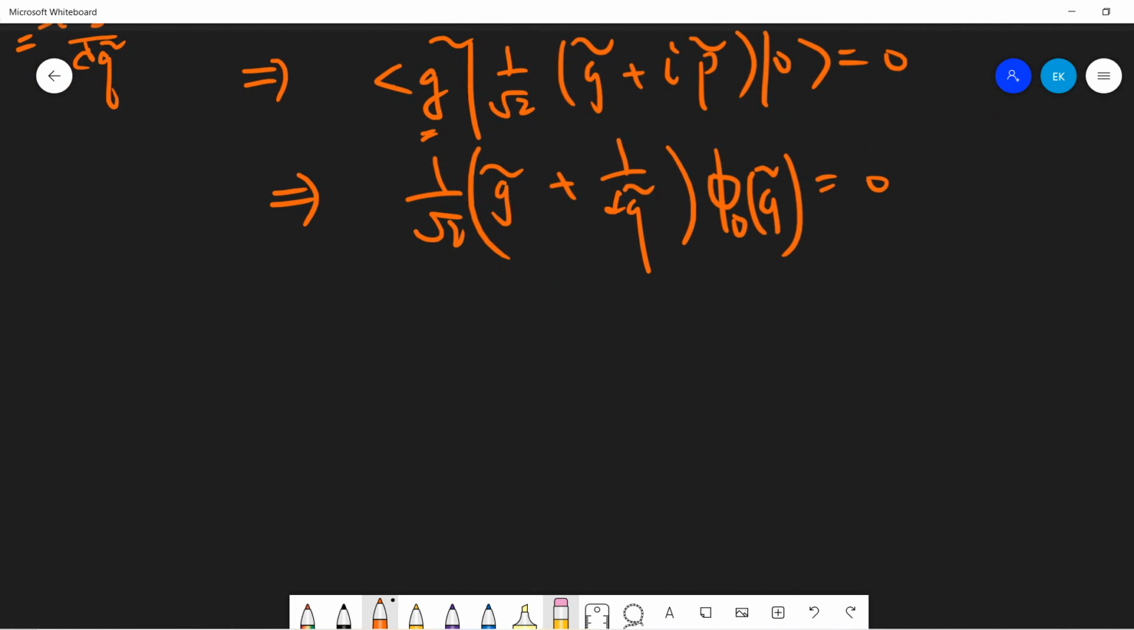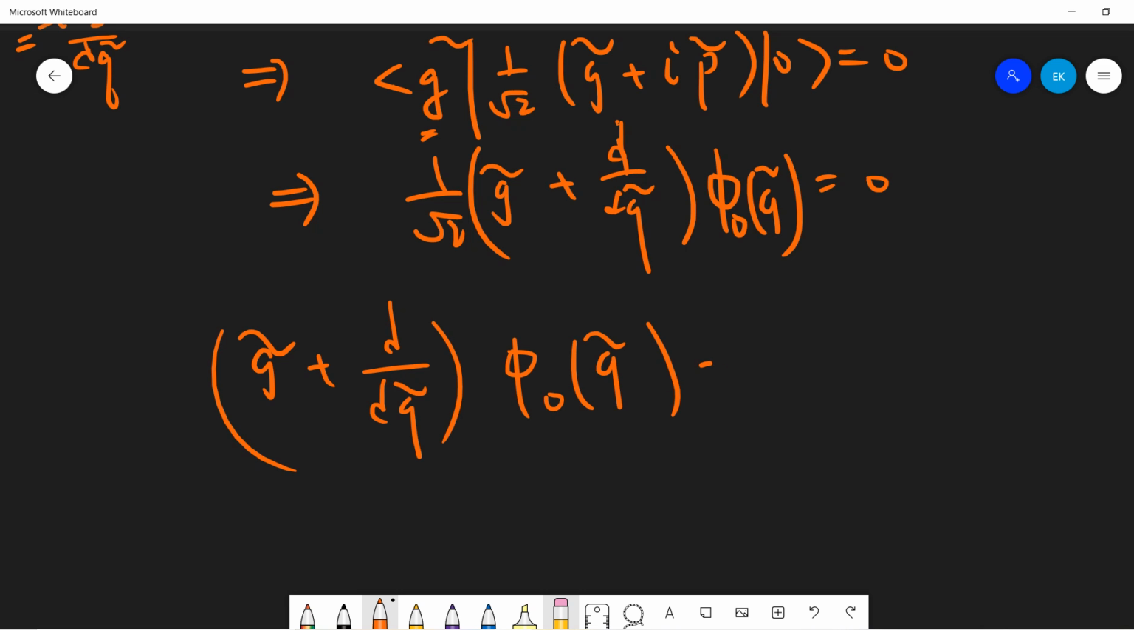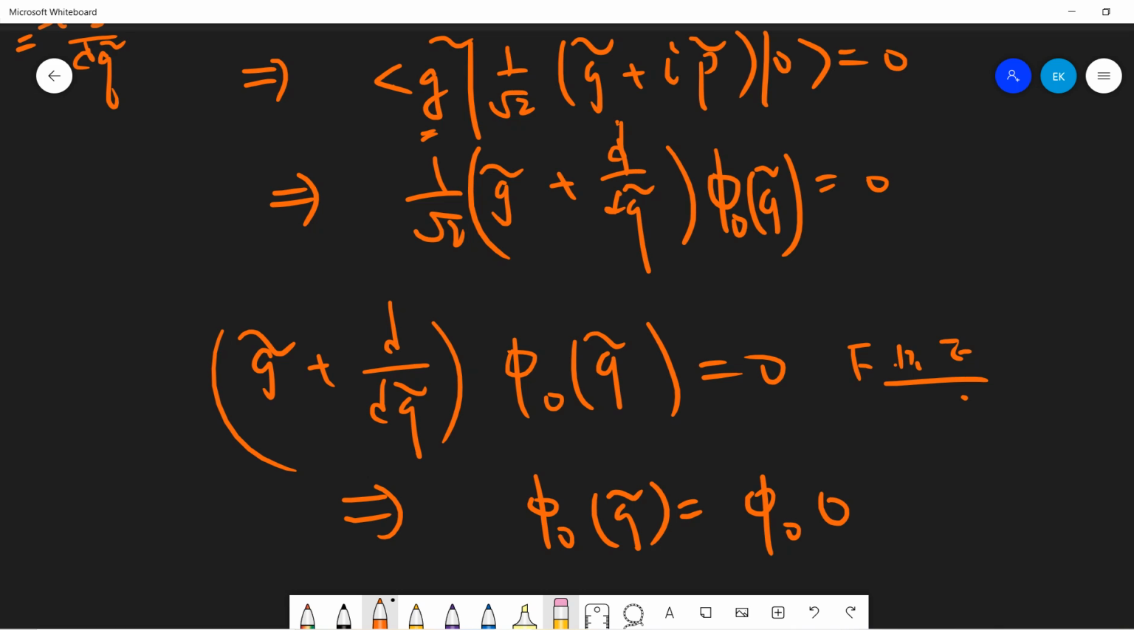Okay, so this is D, right? So this is what the differential equations look like. The differential equation for this q tilde is a first order differential equation, and it's very obvious to say the answer will be just Gaussian.